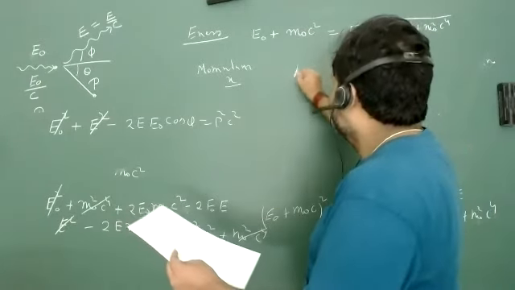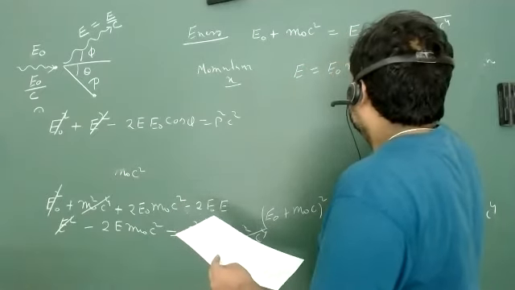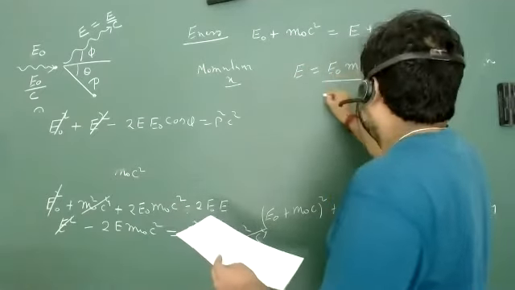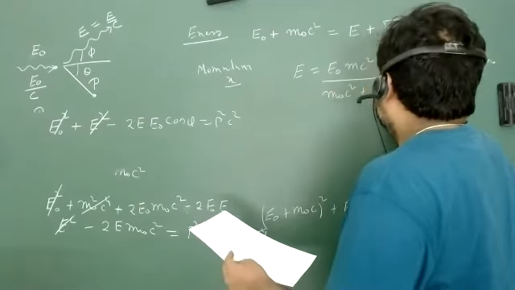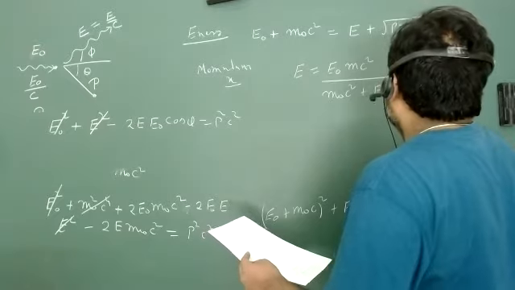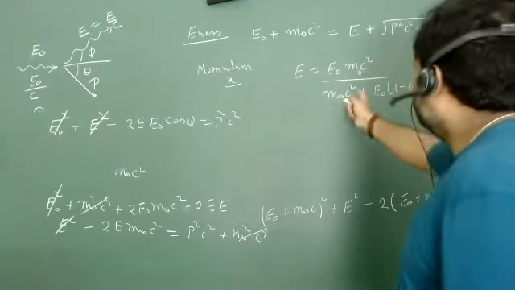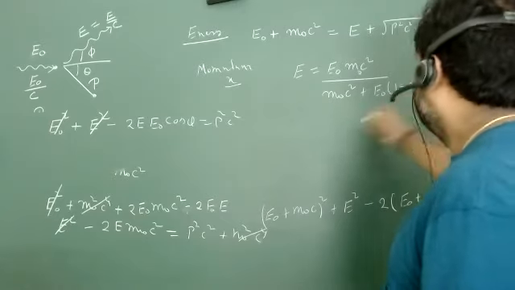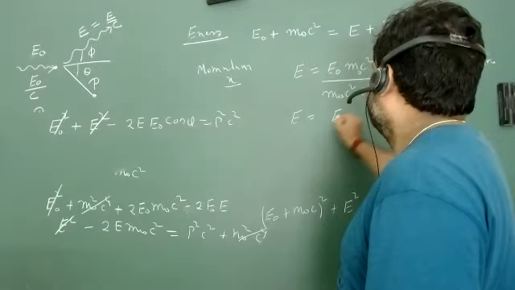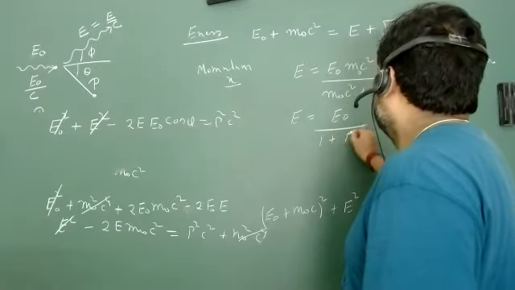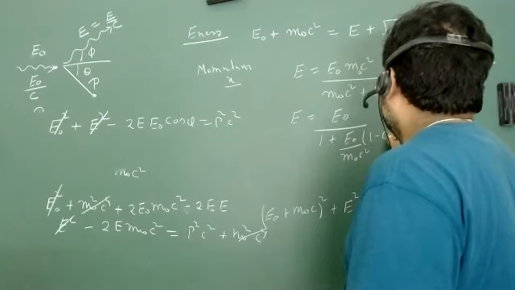Okay, so you can just get this particular value. So finally you will get E is equal to E naught M C square upon M naught C square plus E naught 1 minus cos phi. So this will be the final answer you can get. But M naught C square, we are just going to divide from numerator and denominator. And this will be E naught 1 plus E naught upon M naught C square 1 minus cos phi.